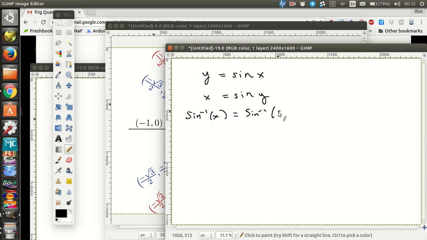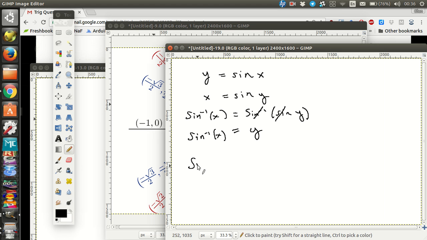and the reason why you do that is to cancel out the sine so that you could just have y, and that is the meaning of arc sine. It is the inverse of the sine. Now, what does that mean?